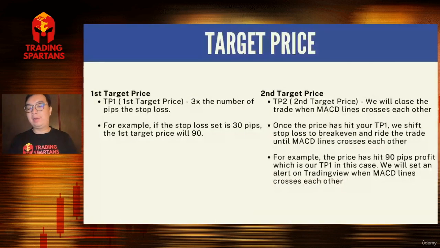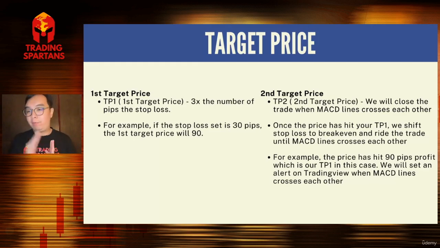Second target price, how do we determine it? We will close the trade when the MACD lines cross. You look at the MACD, you set the 13, 39, 9, and you will see two lines. As long as the MACD lines cross each other, that is when we will close for our secondary price.